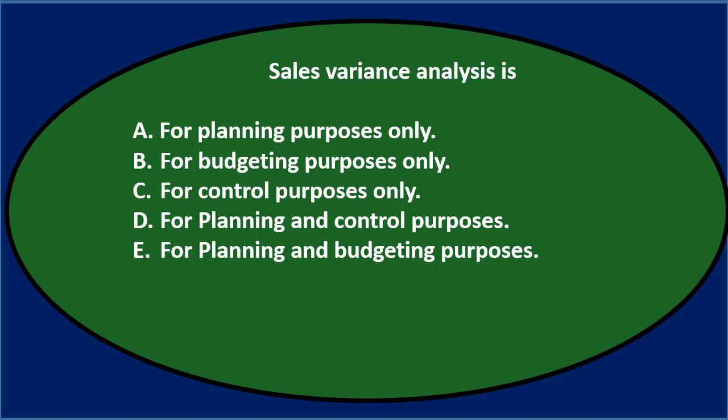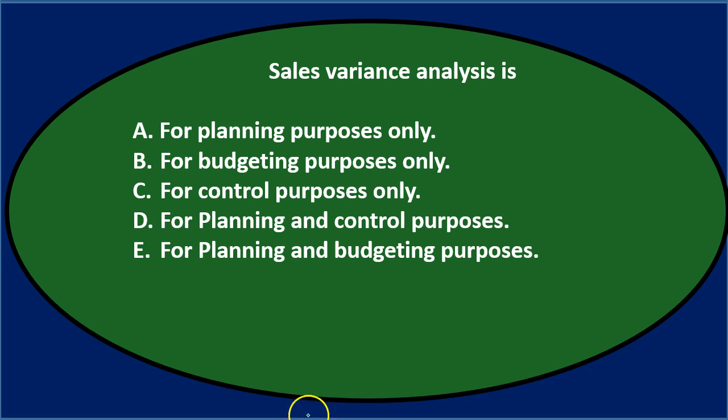In this presentation, we will take a look at multiple choice questions related to flexible budgets and standard costs, going through the questions and then practicing test-taking skills with them. First question. Sales volume analysis is either A, for planning purposes only, B, for budgeting purposes only, C, for control purposes only, D, for planning and control purposes, or E, for planning and budgeting purposes.